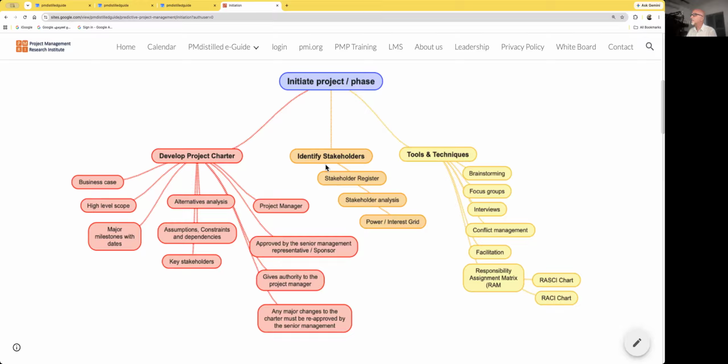So after preparing the stakeholder register, we do a stakeholder analysis using the power interest grid, and we get those classifications like high power, high interest, high power, low interest, etc.